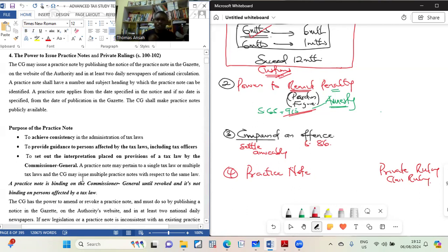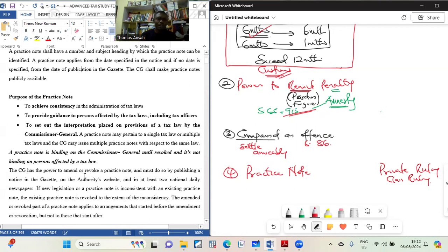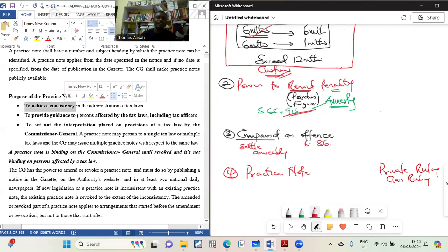Now, what you need to know is that the practice note is not binding on the taxpayer. So therefore we say that it is the practice note that is binding on the Commissioner General until it is revoked. You see, it is the Commissioner General's word, so it is binding on him. All right, it is binding on him. Like I said, the purpose is to achieve consistency, because when he says A is A, everybody is doing it A, so we have consistency.